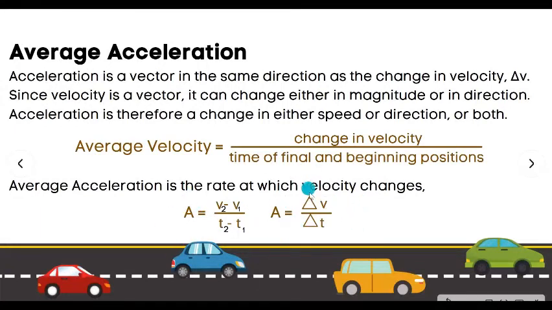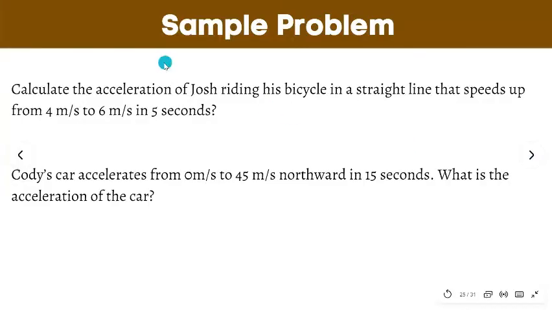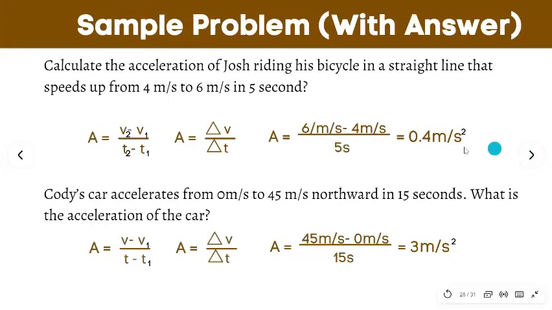Our acceleration is equal to the change in velocity over time. So let's have this as an example. Calculate the acceleration of Josh riding his bicycle in a straight line that speed up from 4 meters per second to 6 meters per second in 5 seconds. So this will be our solution.